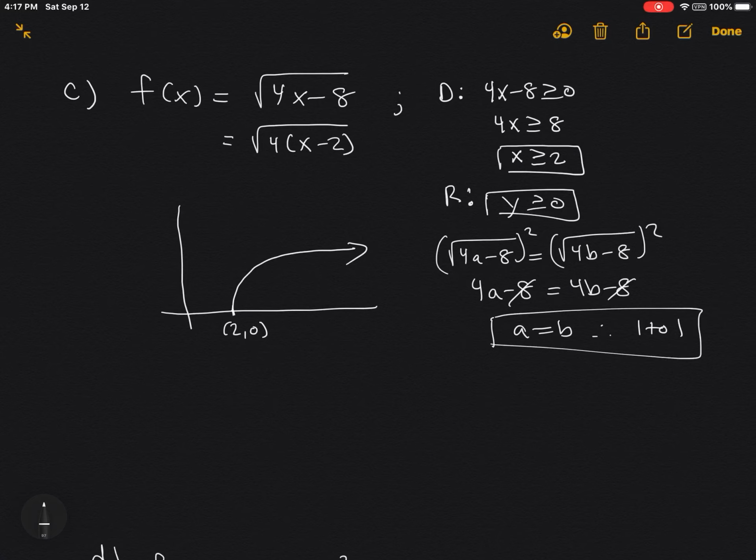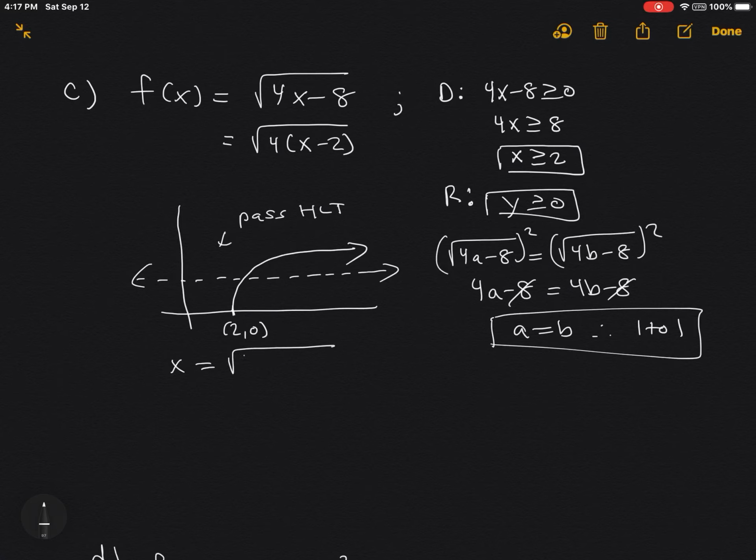Okay, so this is a one-to-one function because for each output of y, I only have exactly one input. Now, this is clearly going to pass the HLT, right? It passes the HLT, so we already did part 2, which is to verify graphically. And then part 3, we have to actually find the inverse. So if the inverse exists, right, we actually have to find it.